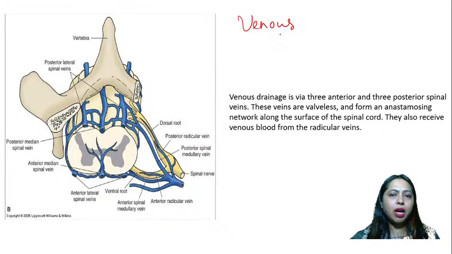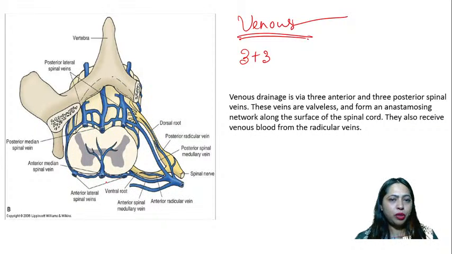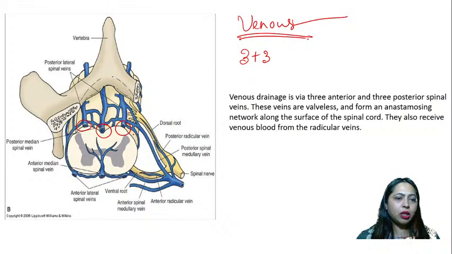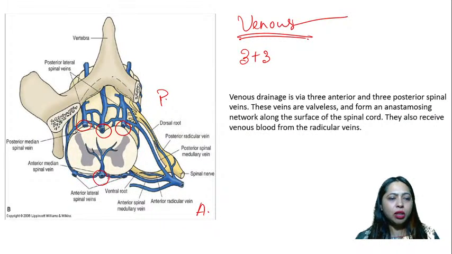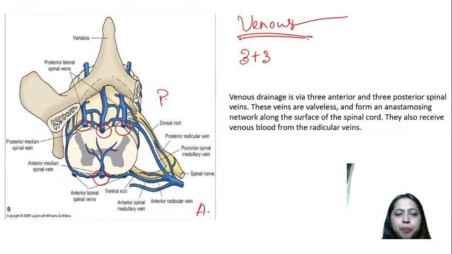And then coming to the venous drainage. Now, that is about the arterial supply. Now, coming to the venous drainage. Now, venous drainage, there is 3 plus 3. Okay, there are 3 anterior and 3 posterior. There is a single median one and there are 2 lateral ones on the posterior aspect. This is posterior, this is anterior. So on the anterior aspect, one central anterior median is present and there are 2 of them which are present at the back. They're called posterior ones. So you can see there is anterior and there are 2 posterior ones.